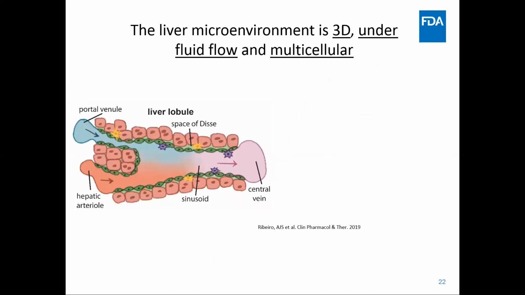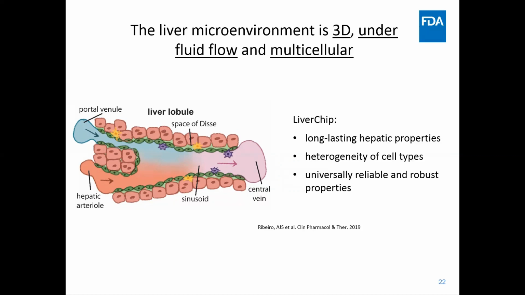So it's known that the liver microenvironment is three-dimensional. The cells are exposed to fluid flow, and it's also multicellular. LiverChip has been demonstrated to have long-lasting hepatic properties, which we've reproduced in our lab. It enables the possibility of culturing heterogeneity of cell types in the same system, so it enables co-cultures. And it seems to have universally reliable and robust properties based on the fact that it's commercially available, and different folks, either in academia and drug development industry, have published papers with this system.